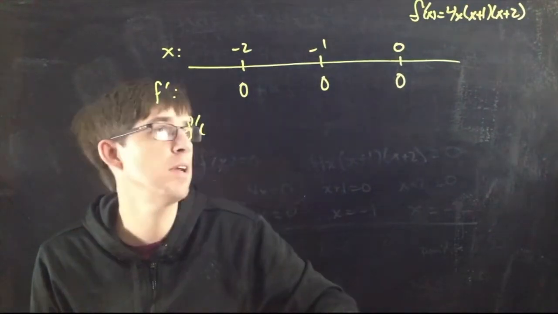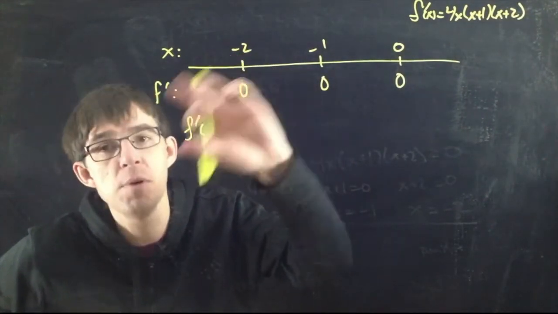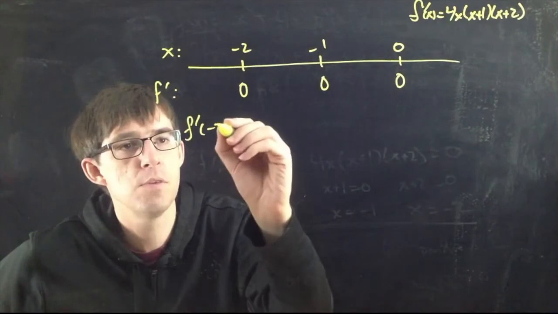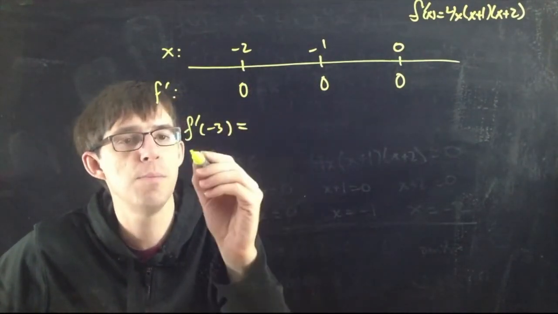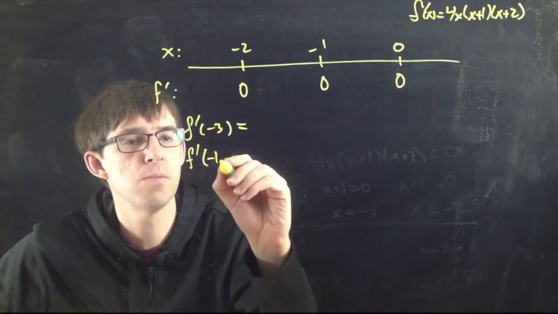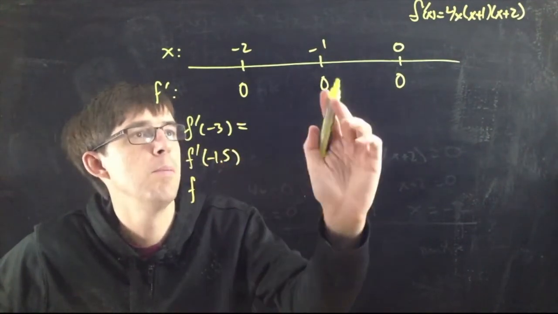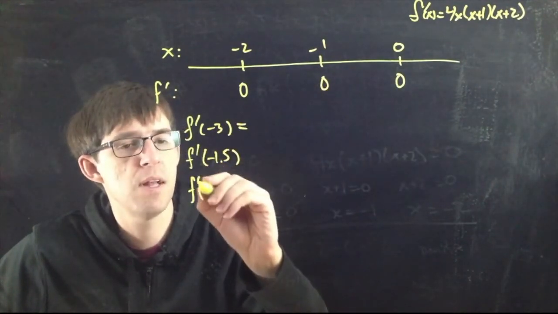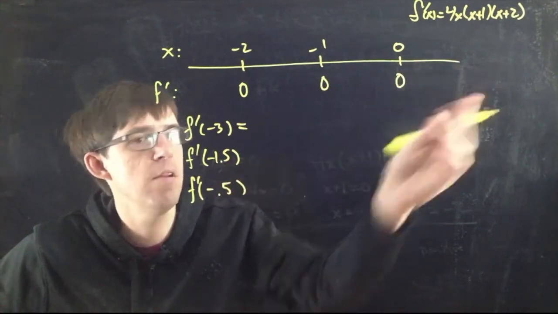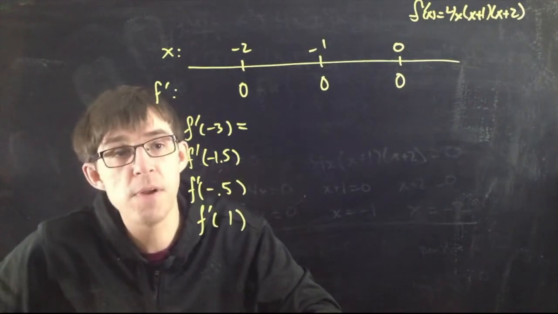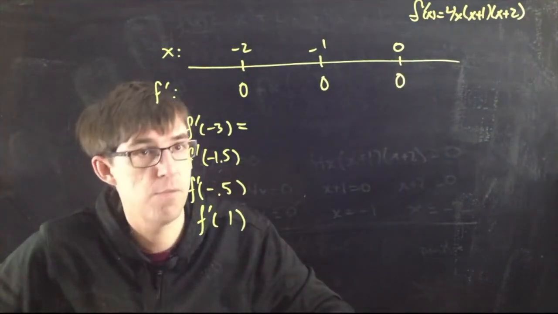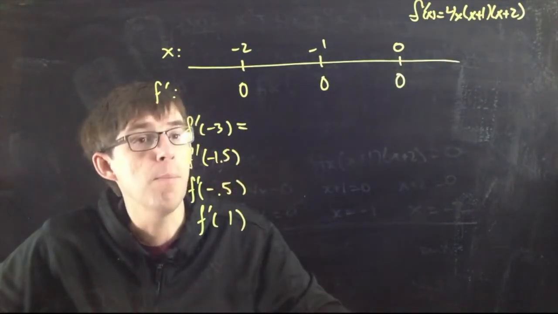And I'm just going to plug numbers in. So choose your favorite number less than minus 2. I might as well use minus 3. I'm also going to choose my favorite number between minus 2 and minus 1, which I guess is minus 1.5. Between minus 1 and 0, I suppose I'll have to use minus 0.5. And then greater than 0, I'll use 1, right? You want to choose numbers which are going to be fairly simple to plug into that formula. What about minus 3?